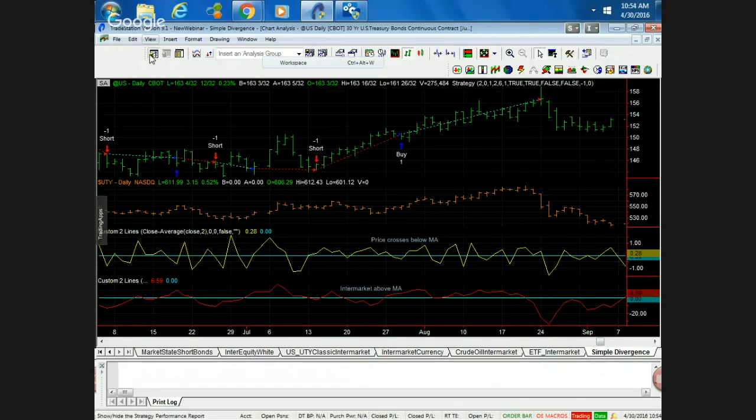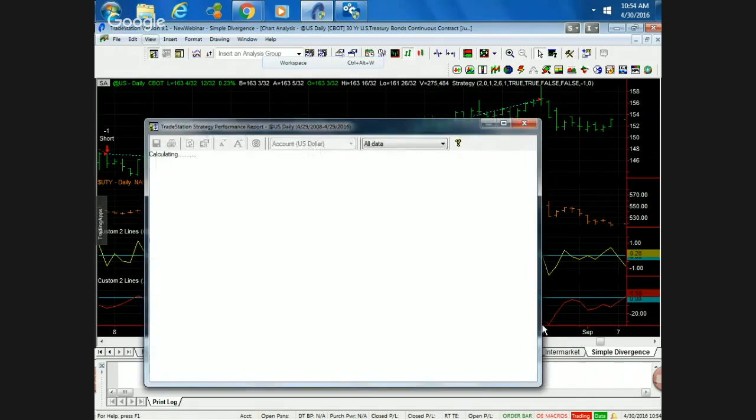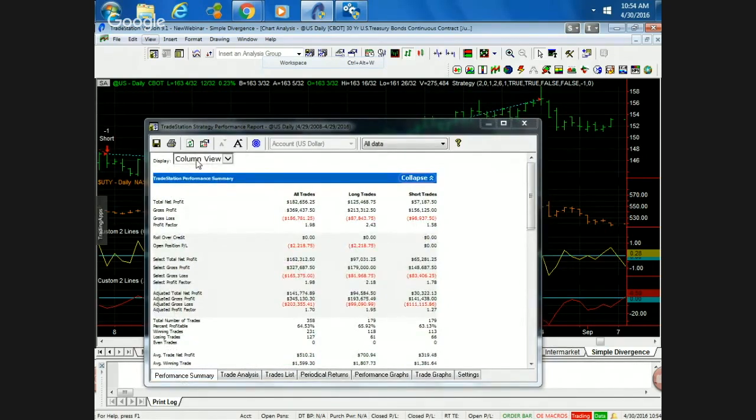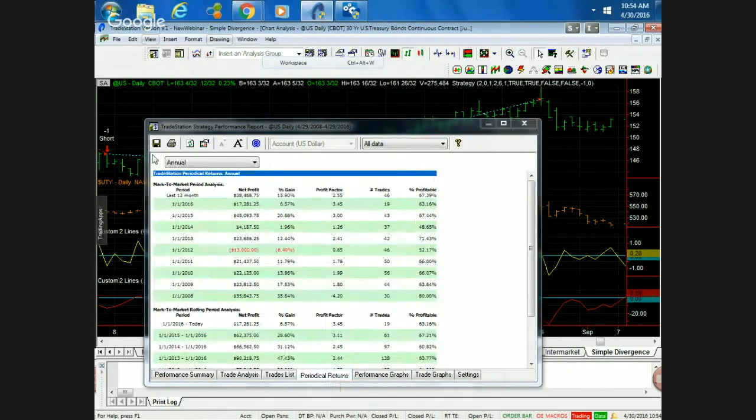Let's take a quick look here at the system, bringing up the results. This system's made $182,000. I don't think we subtracted slippage and commission from this, but with an average trade of $510, slippage and commission is not an issue in whether this is profitable or not. Clearly, this would be a profitable system. Really solid results.